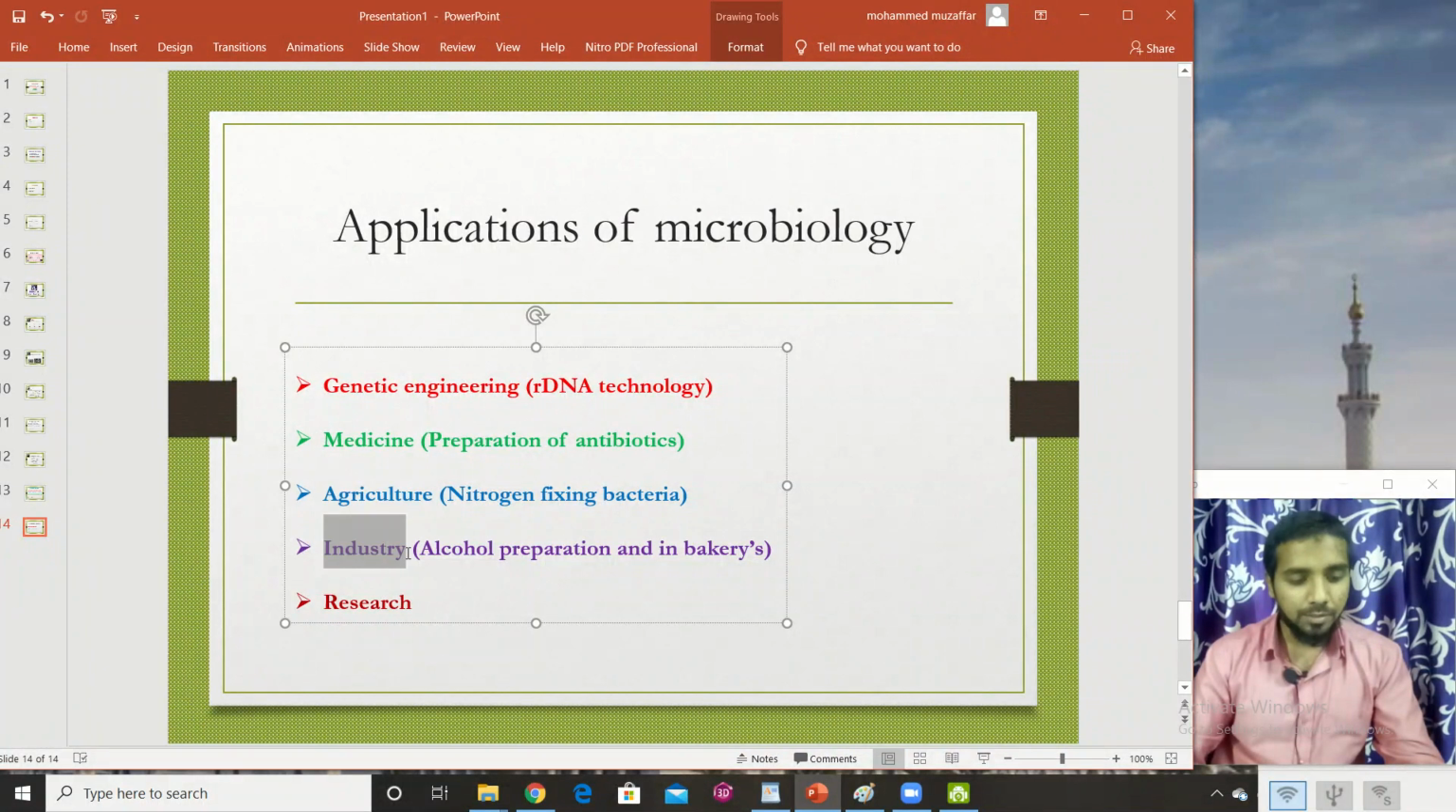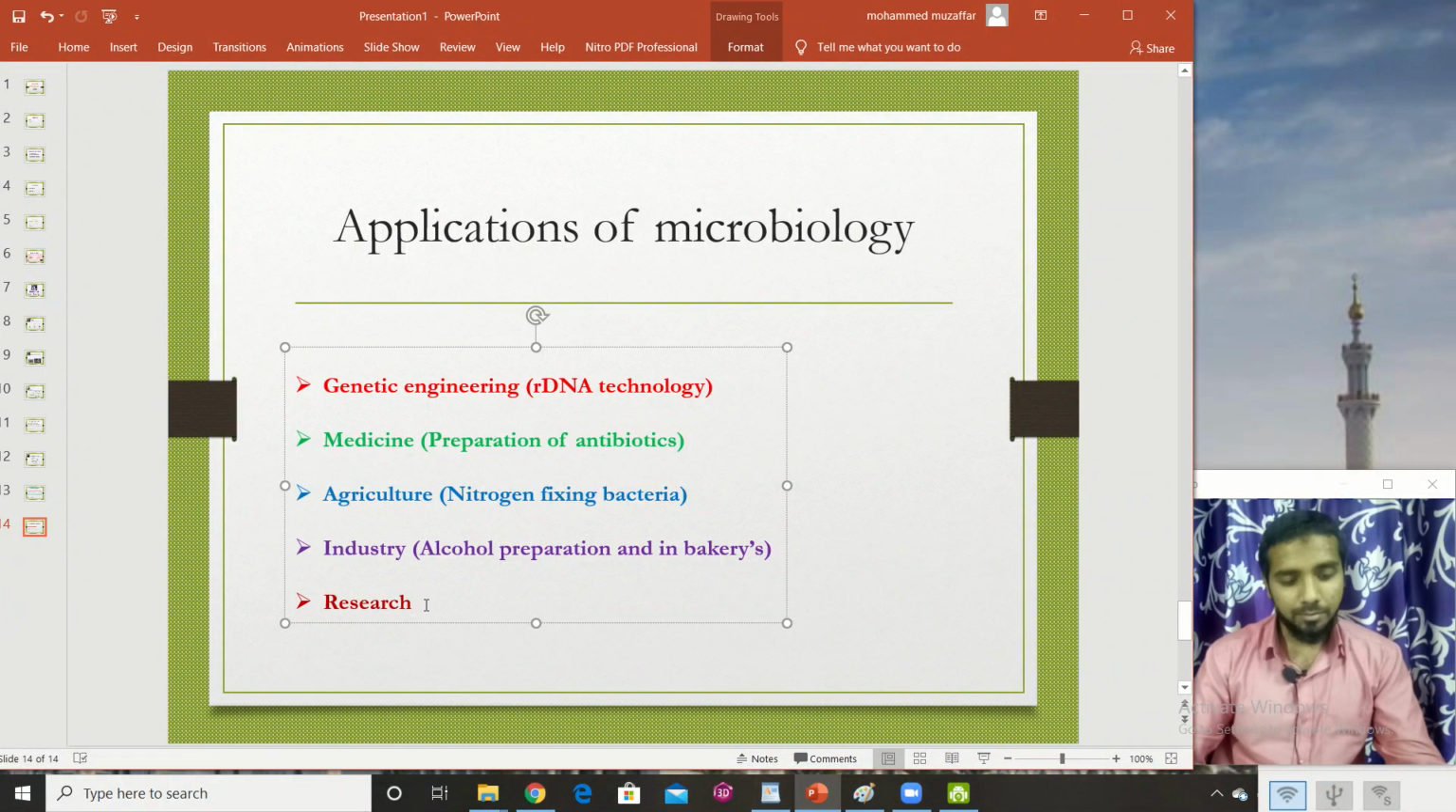Now in industry, various microorganisms are used to produce antibiotics, vitamins, and vaccines, right? And most importantly, yeast is used to produce alcohol, as we have discussed in Louis Pasteur's case. Yeast is used for the production of alcohol as well as in bakery to prepare breads and dairy products.